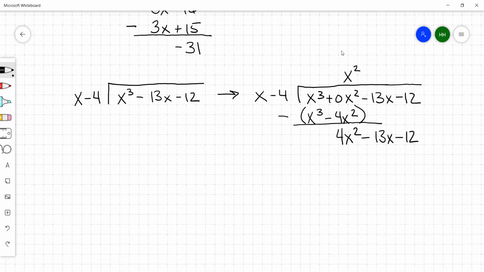So we're going x into 4x squared, and that's positive 4x times. Multiply again. 4x times the x is the 4x squared. 4x times the negative 4, negative 16x, and subtract. 4x squared minus 4x squared, that's a 0. Negative 13x minus negative 16x, that's an addition. So that's 3x minus 12.